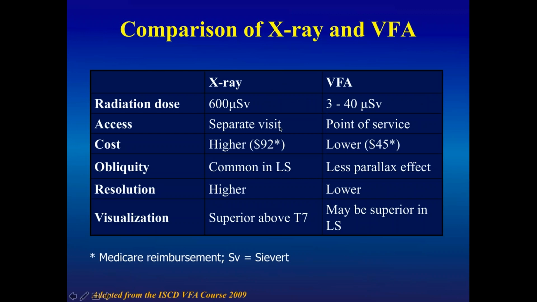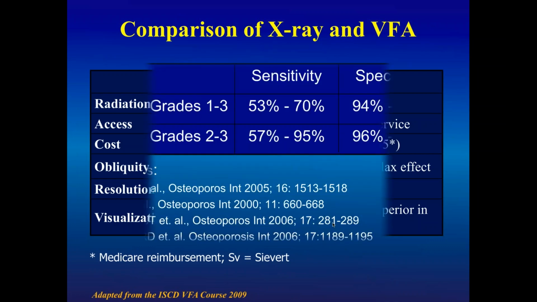The radiation exposure difference, the point of service that you have with the VFA, less of the parallax effect, lower resolution, but it may in fact show the lumbar spine better because there's less of that parallax than you have with a radiograph, but it certainly is not as accurate for the upper thoracic spine.